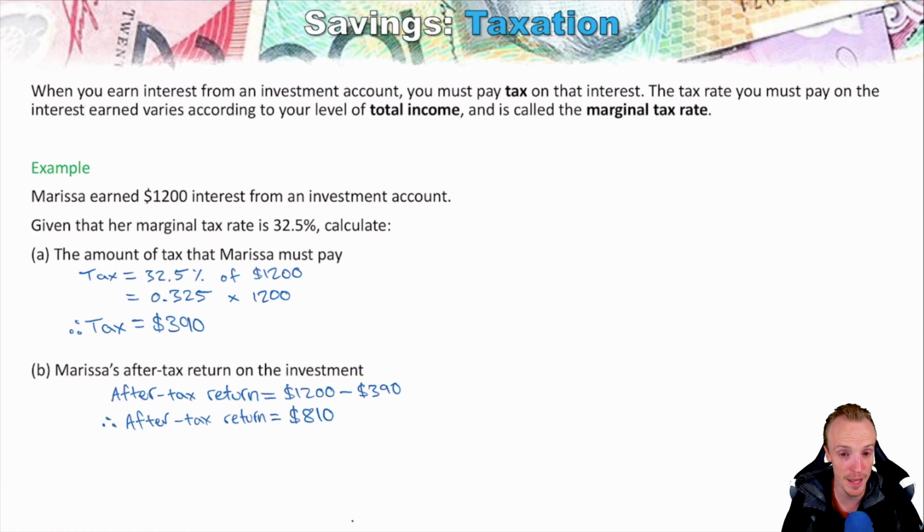Now, this might be part of a much longer question where you've gone and looked at how much interest an account has earned or done some future value calculations on compound interest prior to this, and then it says, hey, Marissa's marginal tax rate is this. How much tax will Marissa need to pay? That's something that you might get in that. It might not just be a separate question like I've got here.